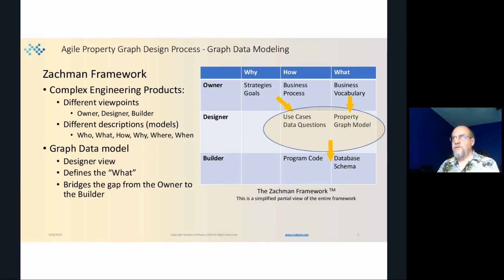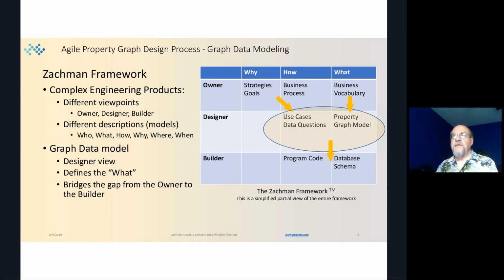The other thing he saw was that as part of the design process, there isn't just one design. There's actually a design for each of the who, what, how, why, where, and when. And these are different artifacts that are created to answer these different questions. And so that's why he lays it out this way, and those are the columns. Each cell in this grid represents a different design artifact.